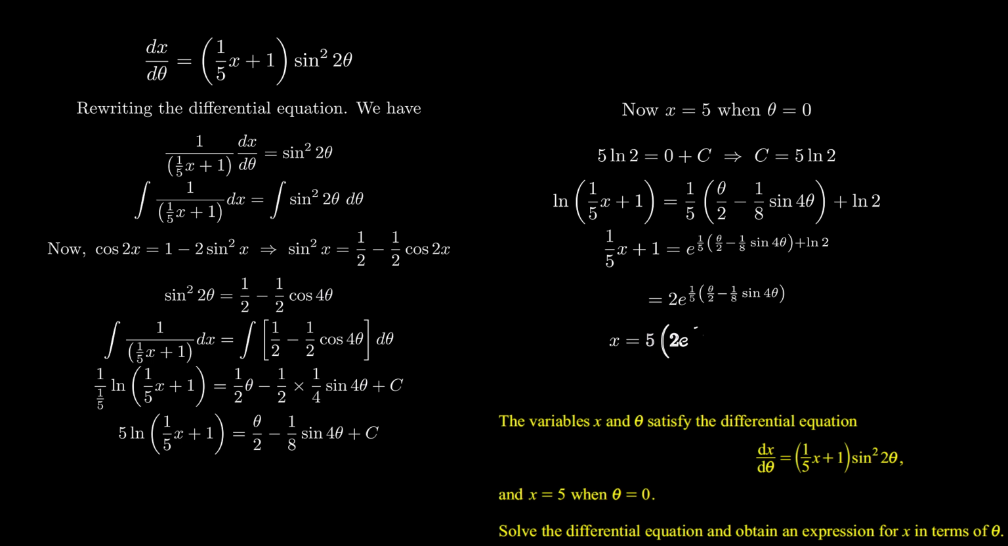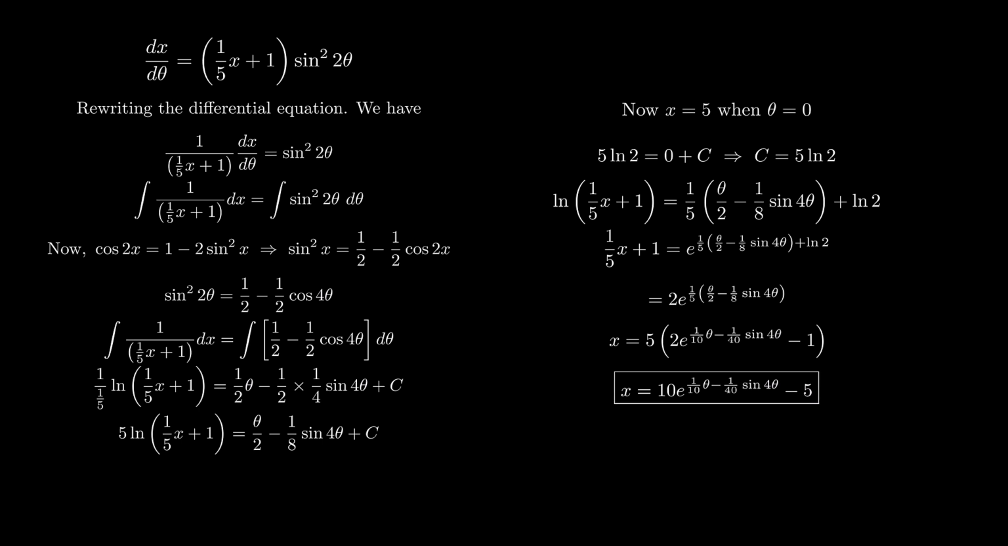We can multiply 1 upon 5 inside, and sending this 1 to the other side as well as 5 to the other side, we got x directly as 5 times 2 e to the power 1 over 10 theta minus 1 over 40 sine 4 theta minus 1, means x equals 10 times e to the power 10 theta minus 1 over 40 sine 4 theta minus 5, and that's the answer where we got x in terms of theta. I hope it is clear. Let's discuss the next question.